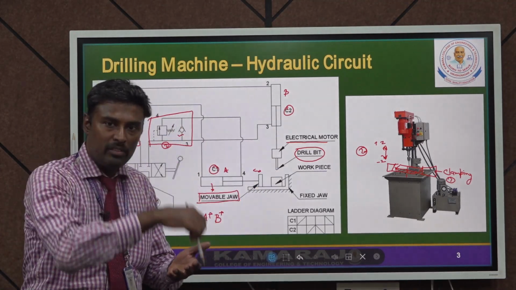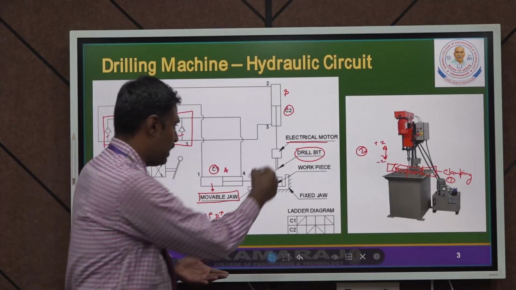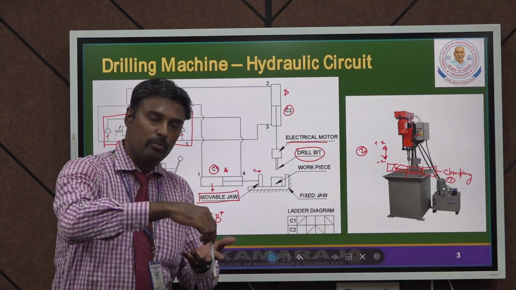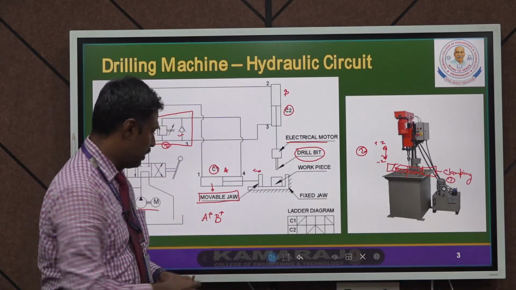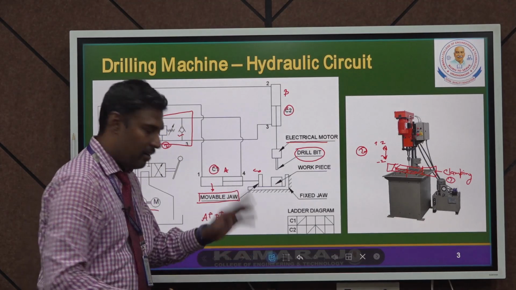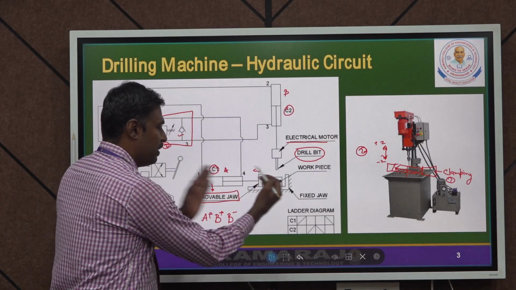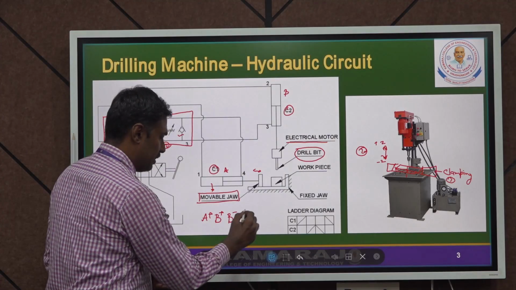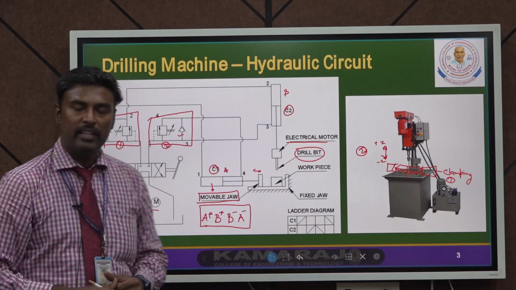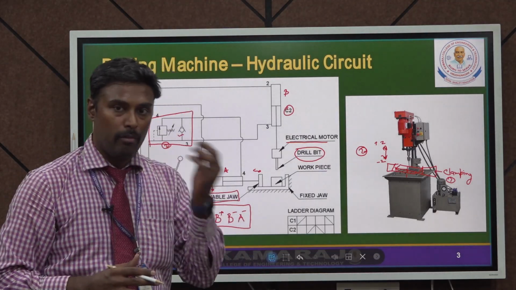Once the drilling process has been completed, we have to return this cylinder first, because after the drilling process the cylinder should be moved upwards again. So B should be retracted first, and only at the last should the clamping be retracted for the unclamping operation. So this is the sequence needed for this particular application, that is, drilling of equipment components.